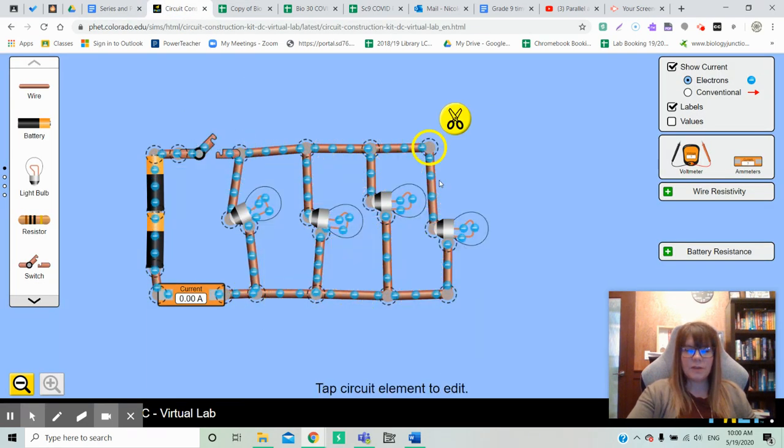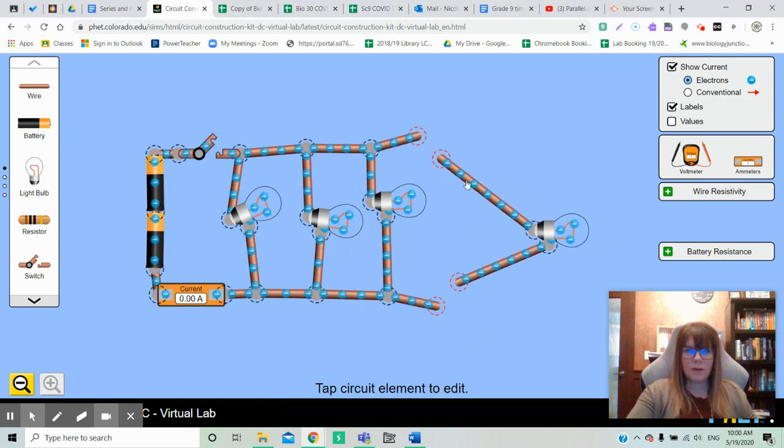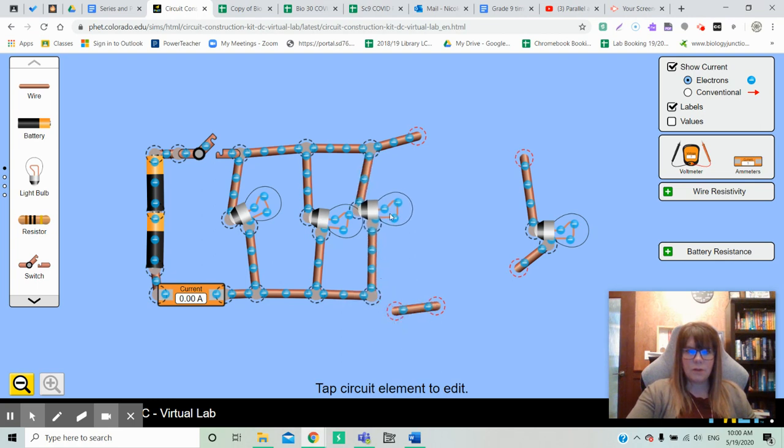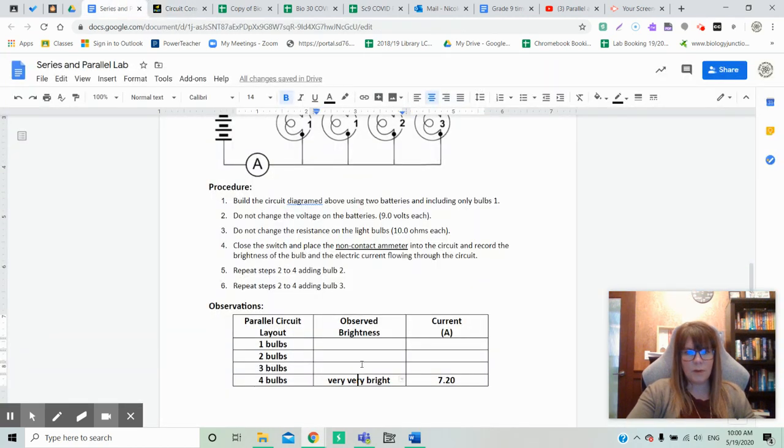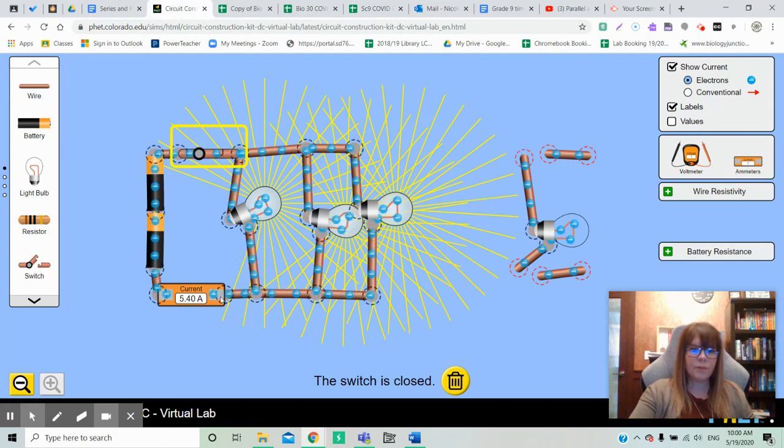I'm going to disconnect one of these light bulbs here. Make sure that I can close up my circuit so that it flows properly. So get rid of one of those. I'm going to turn it back on. And as you can see, very, very bright, or very bright, whatever you want to say. And we are at 5.40 amps.